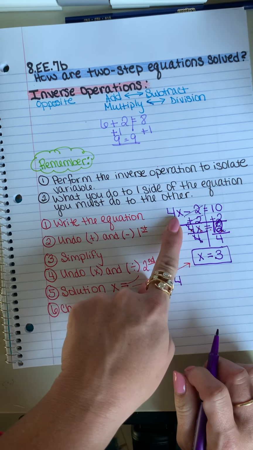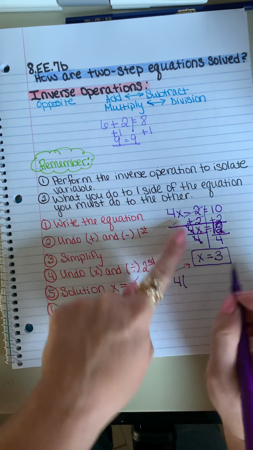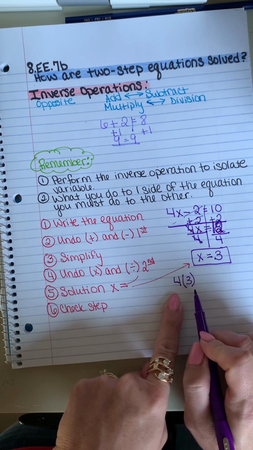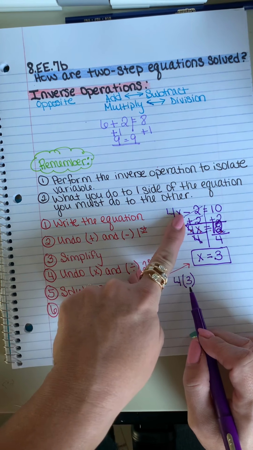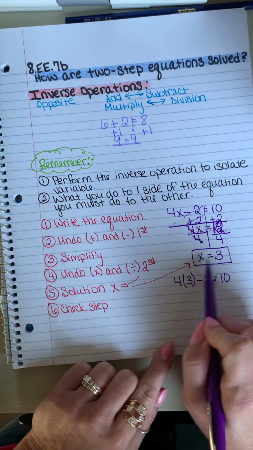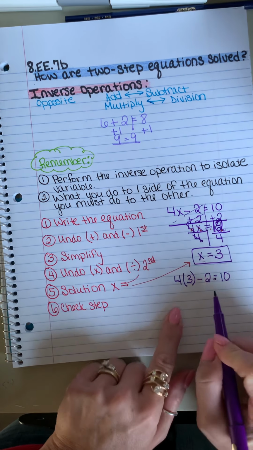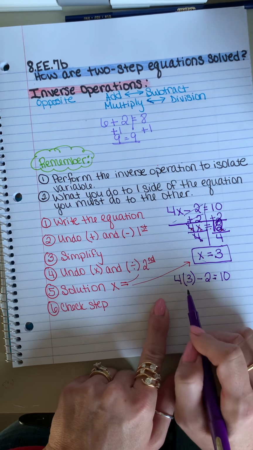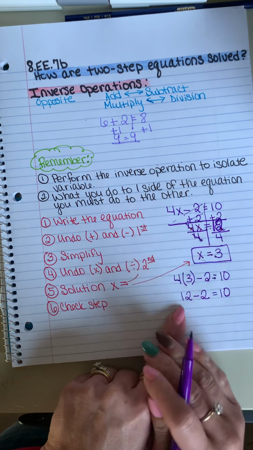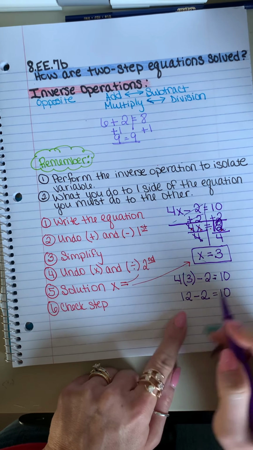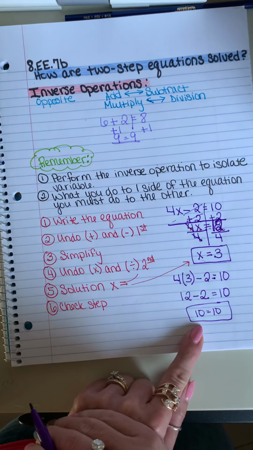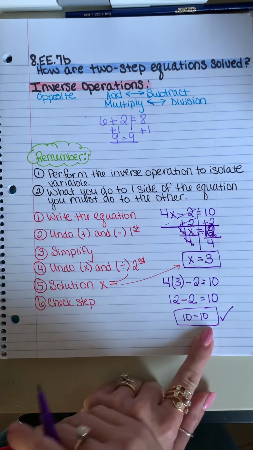Now remember, this means 4 times x. So when I substitute 3 in for x, that means 4 times 3, not 43. So 4 times 3 minus 2 equals 10. And if we solved this equation correctly, then this will be true. So 4 times 3, that's 12, right? Minus 2 equals 10. So is this true? 12 minus 2, yep, that equals 10. And on the right side, I have a 10. And that is a true statement. 10 equals 10 is a true statement, so that checks.